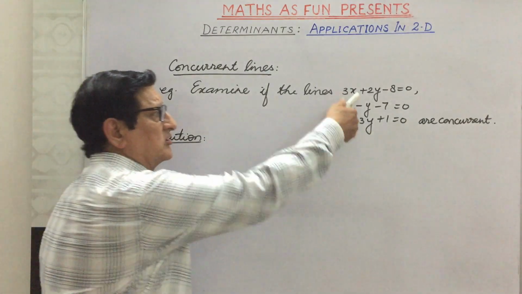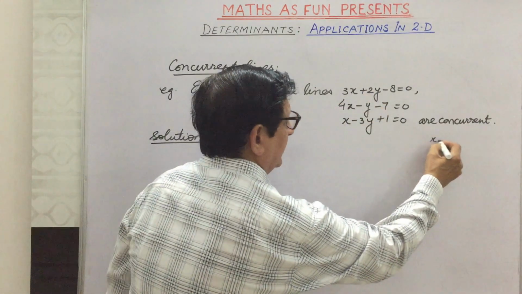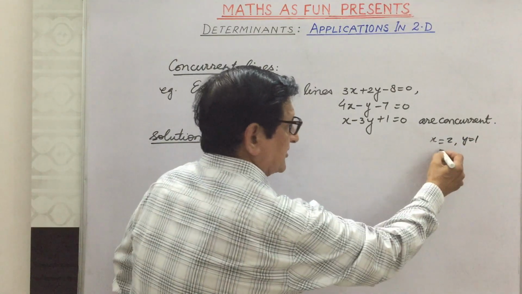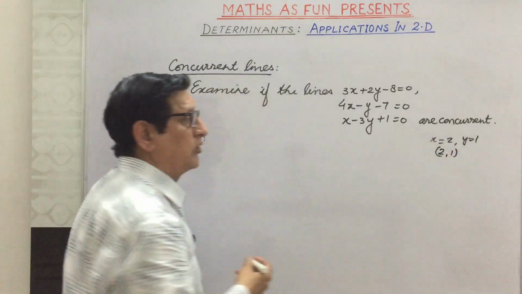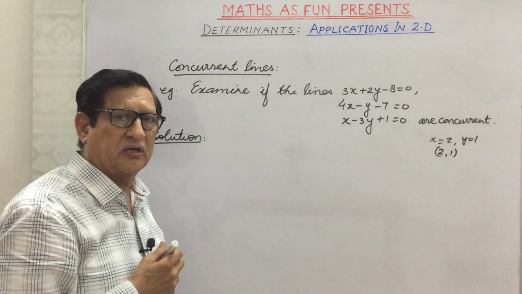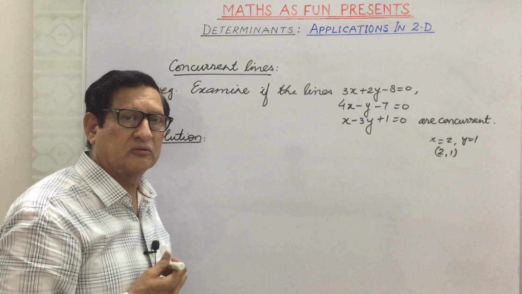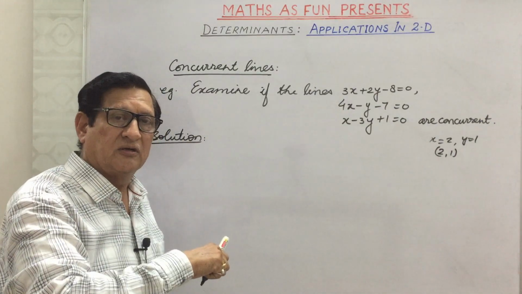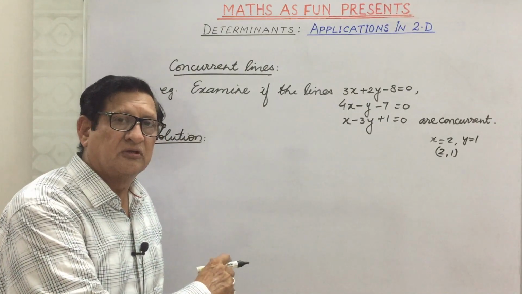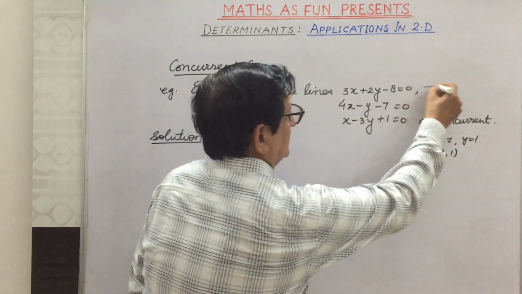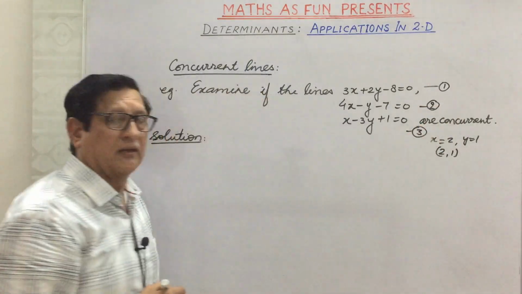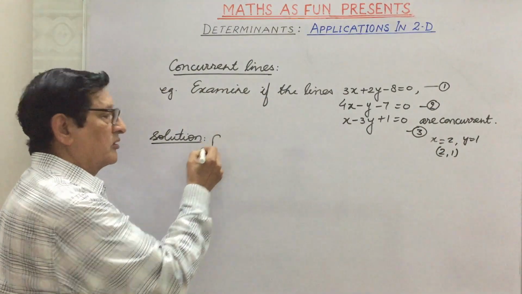See, if we find the solution of these 3 equations, we are finding x equal to 2 and y is equal to 1. It means there is a common point 2, 1 through which they are passing. It means the lines are concurrent. Algebraically we can find out. But we have to check it by applying one of the determinant. For the solution, what we do, we consider these lines as 1, 2 and 3. And then we go for the determinant.